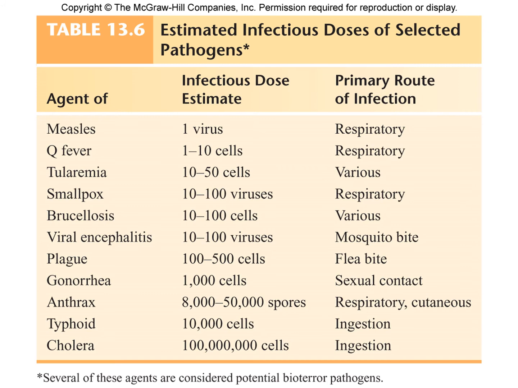This is another table from your book, and this gives the estimated ID50s for different types of diseases. And as you can see, measles has the lowest ID50. So half the people who inhale one virus particle of measles will acquire measles. Cholera is at the other end. In order to have 50% of the people develop the disease cholera, they need to ingest 100 million bacterial cells.